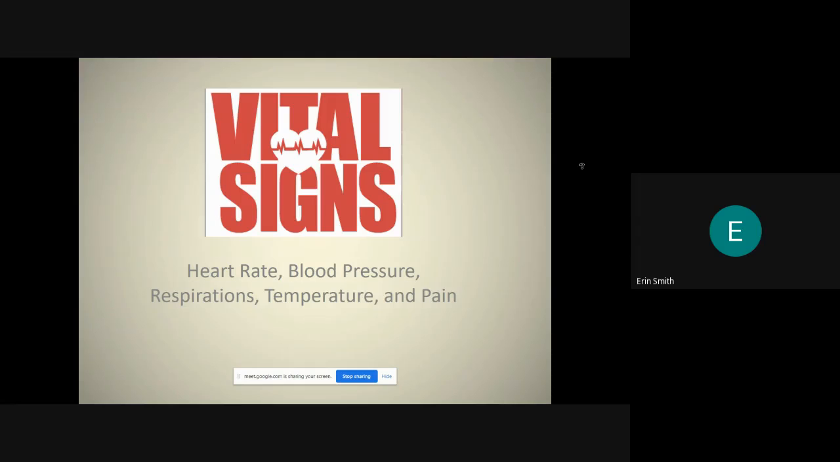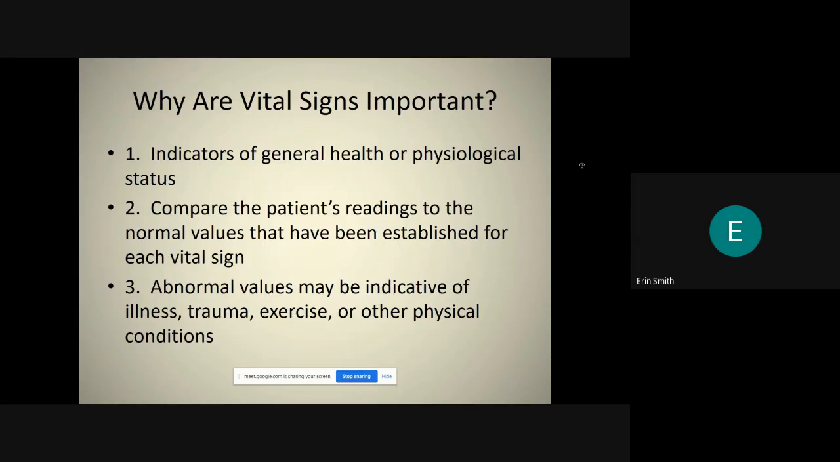So why are vital signs so important? They're definitely an indicator of our general health or physiological status. For all of the vitals that we talk about, there's a normal range that patients should fall within. If our patients are falling below that normal range, it can indicate an issue. And obviously if they're falling above the normal range, that can also indicate that a patient is having issues. Typically abnormal values may be indicative of a general underlying illness, or maybe their body is responding abnormally to the exercise or the treatments that we are providing for them.